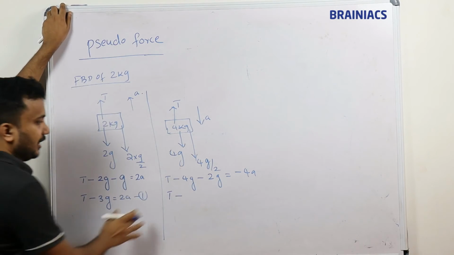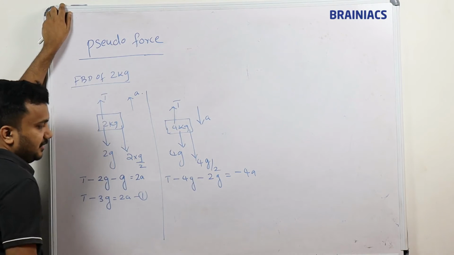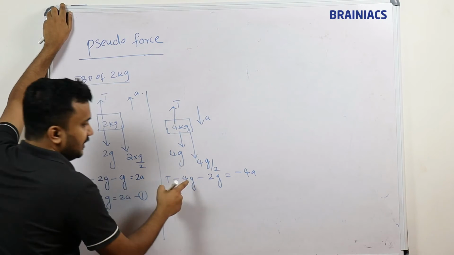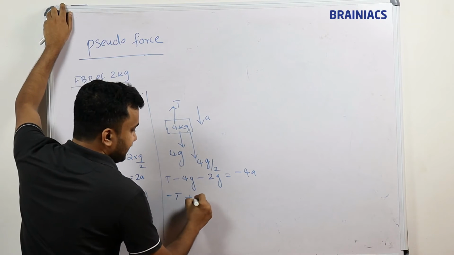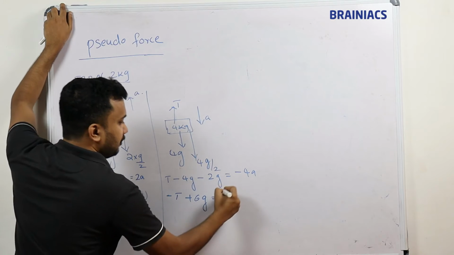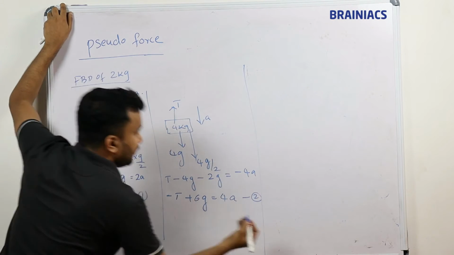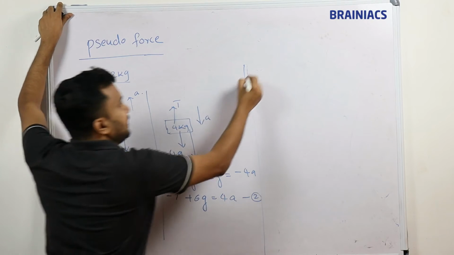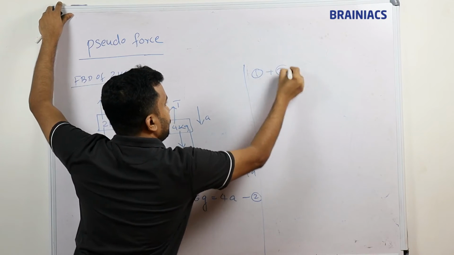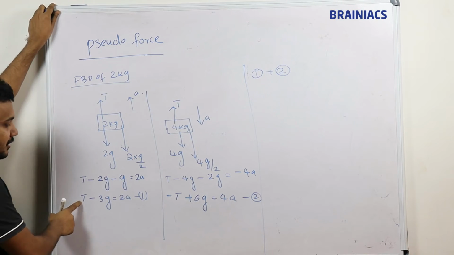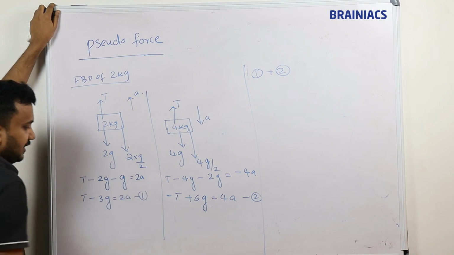T minus... okay, I'm multiplying throughout with the minus. So what should I get? Minus T, minus 4g and plus 2g becomes plus 6g is equal to... multiplied with the minus, so this becomes equation number 2. Now what I am going to do is add equation number 1 plus equation number 2. T and T will get cancelled.